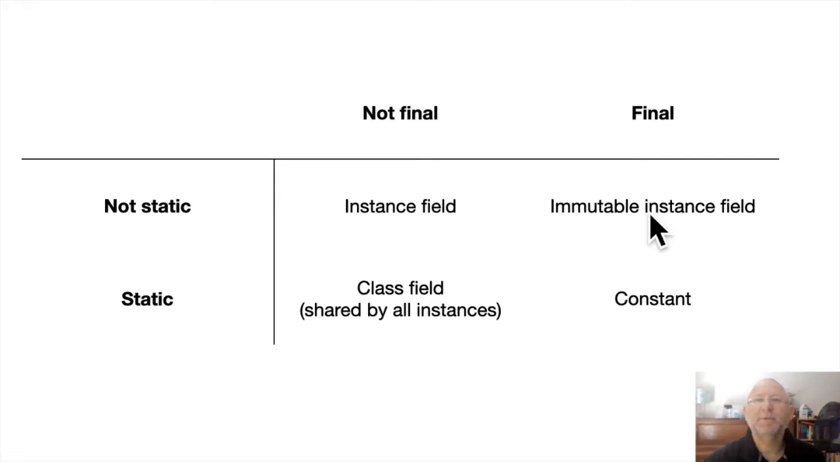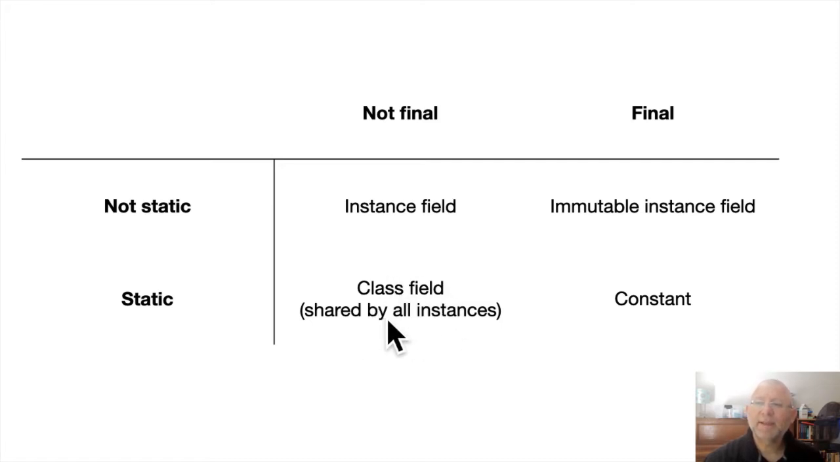That means unchangeable, and it's fixed. Once its value is assigned, it cannot change. And we use this a lot. But then we can also make a field static but not final, and then it is a class field, and it is shared by all the instances of a class. So there's only one field, not one field for each instance. It's kind of like a global field.